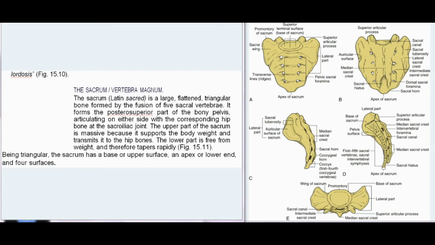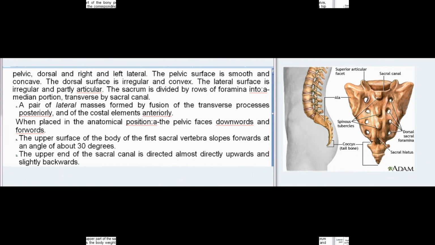Being triangular, the sacrum has a base or upper surface, an apex or lower end, and 4 surfaces: pelvic, dorsal, and right and left lateral. The pelvic surface is smooth and concave. The dorsal surface is irregular and convex. The lateral surface is irregular and partly articular. The sacrum is divided by rows of foramina into a median portion, the sacral canal, and a pair of lateral masses formed by fusion of the transverse processes posteriorly, and of the costal elements anteriorly.